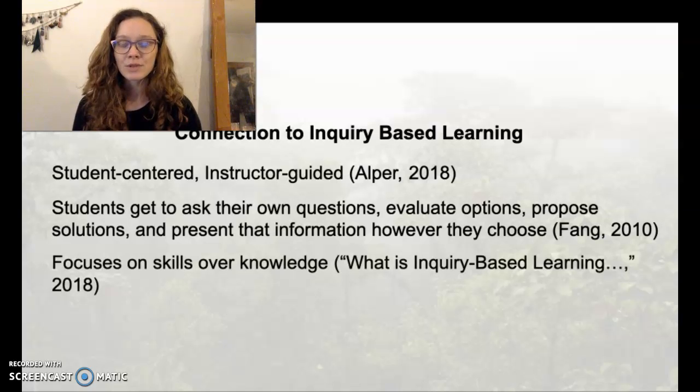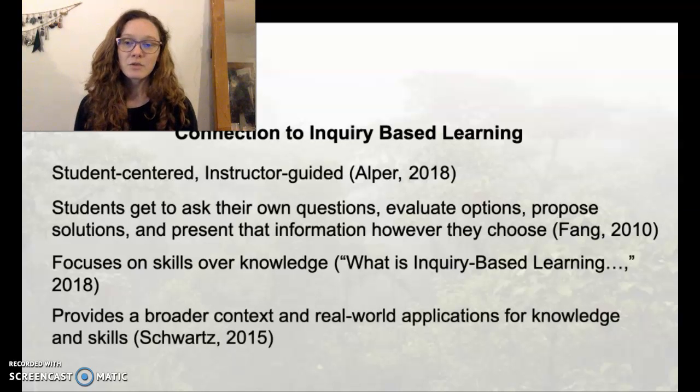Inquiry-based learning also tends to have kind of this focus on skills over knowledge that I really love. That's why I love the Next Generation Science Standards. And so this project is really based on how well can they identify and propose solutions, how well can they create an effective argument, how well can they address that problem, more so than how much do they know about this particular issue, because the whole point is for them to learn about it while they go through this project.